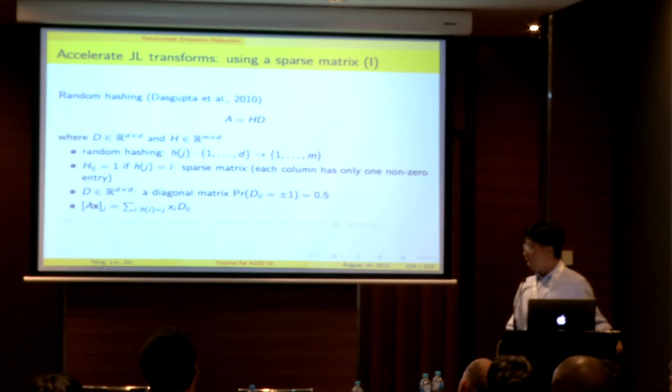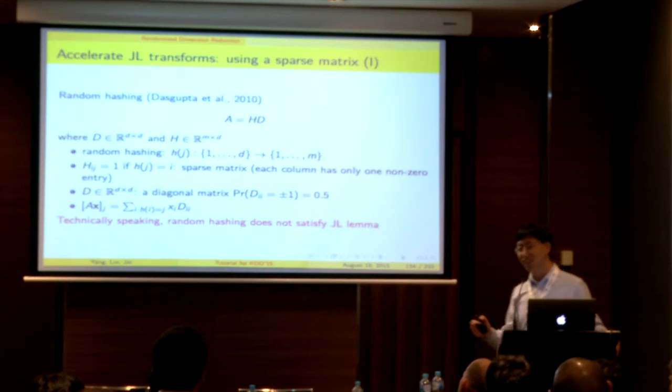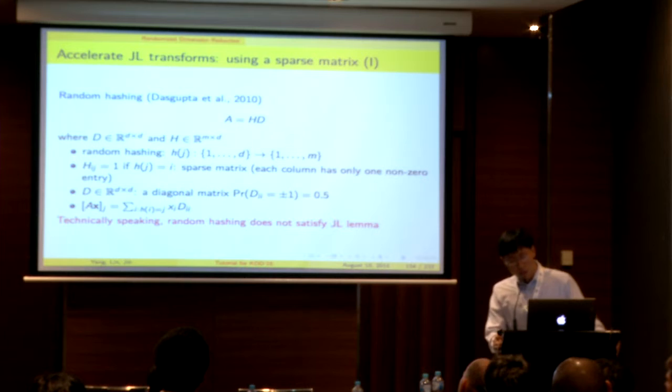But technically speaking, the random hashing here does not satisfy the JL lemma. So here we want to try to make it satisfy the JL lemma with a little bit of additional cost.